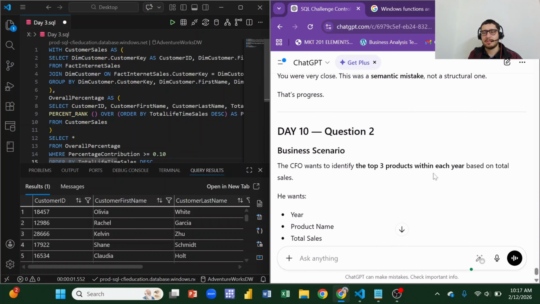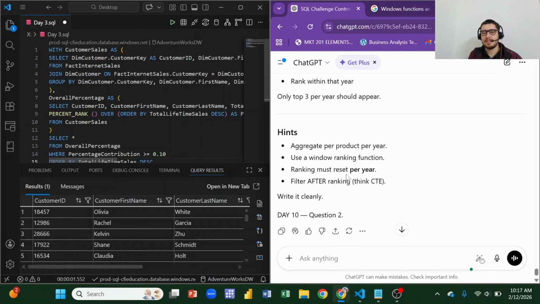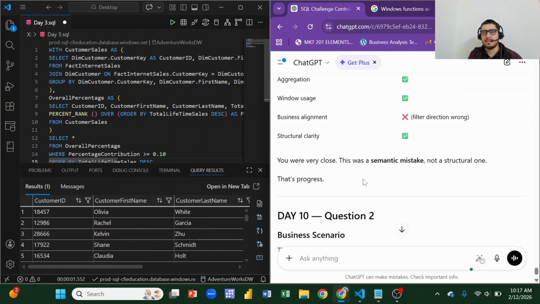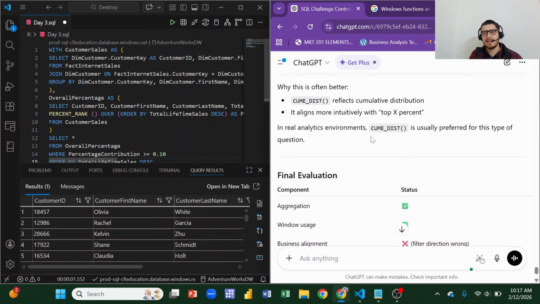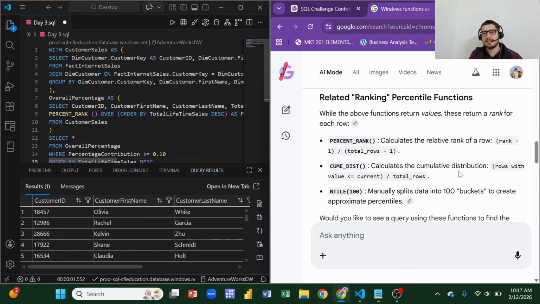Question 2: top 3 products within each year based on total sales. After that we will be moving to question 3. So there was this semantic mistake. Now CUME_DIST calculates the rows with values less than or equal to the current one.